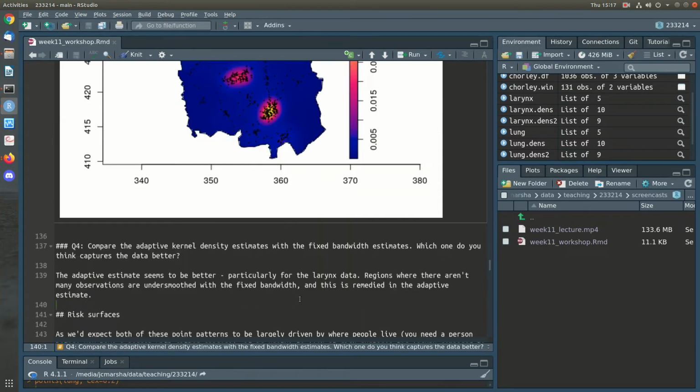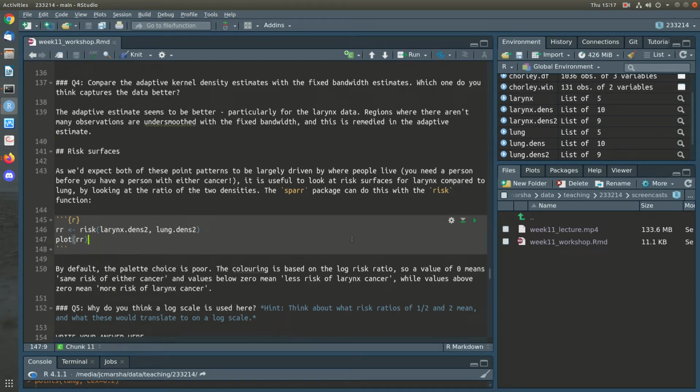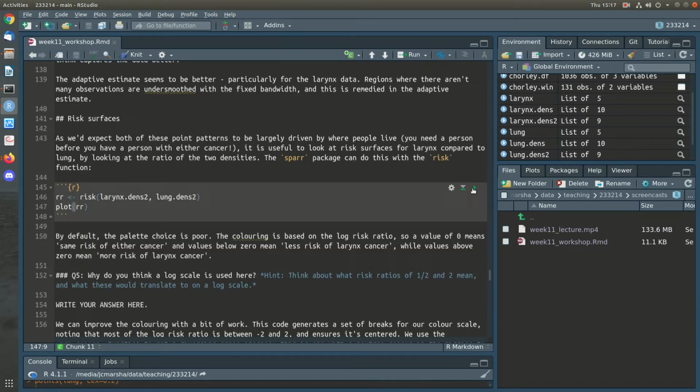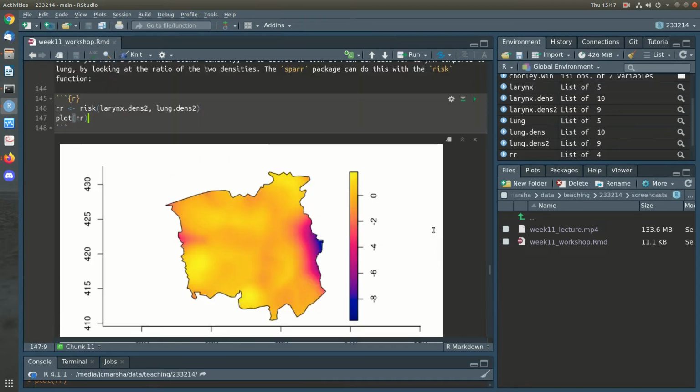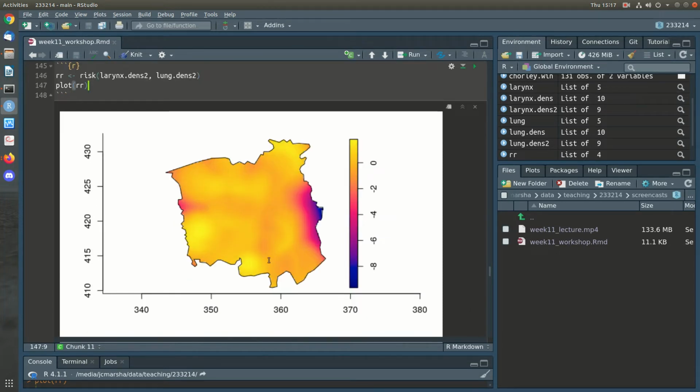we could use the ratio of them, which is the relative risk. So we can use the risk function in spatstat to do this, and this gives us now a ratio of the two. And so you can see here that for most of the region we have these yellow or orangey colours, which are basically log risk 0. This scale here is a log scale. So if the log of the risk is 0, then that means the risk must be 1, right? e to the 0, or anything to the power of 0, is 1. Okay, so for the vast majority of the region, the risk is 1.